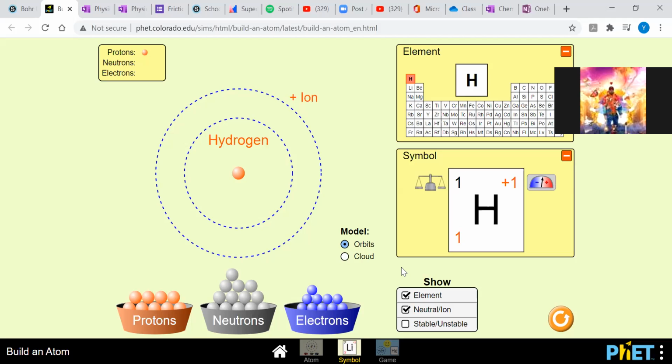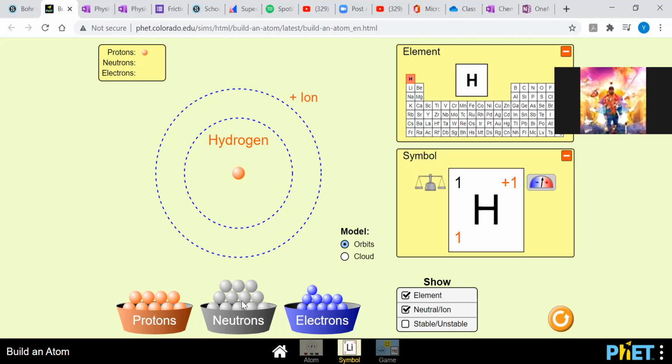Is it top left? Top left includes protons, but it's not just protons. Which one is just protons? Isn't your protons the same number as your mass number? Not quite. Your mass number does include your number of protons because that is part of the mass, but your mass number also includes your number of neutrons.